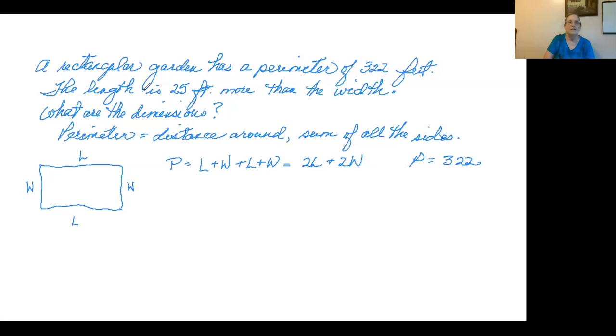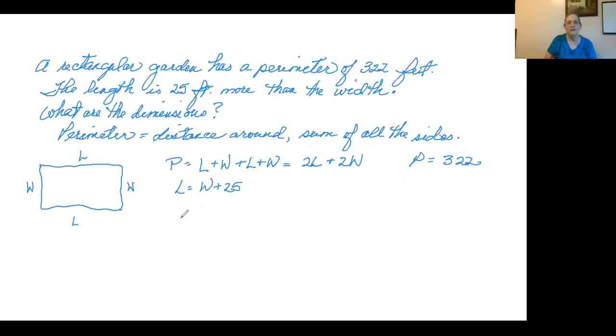The length is 5 feet more than the width. So if the width was 10, the length would be 35. If the width was 50, the length would be 75. The length is going to be the width plus another 25 feet. So we know the length is the width plus 25. This is standard for all rectangles. This is specific to this particular rectangle. So we know the length is the width plus 25.